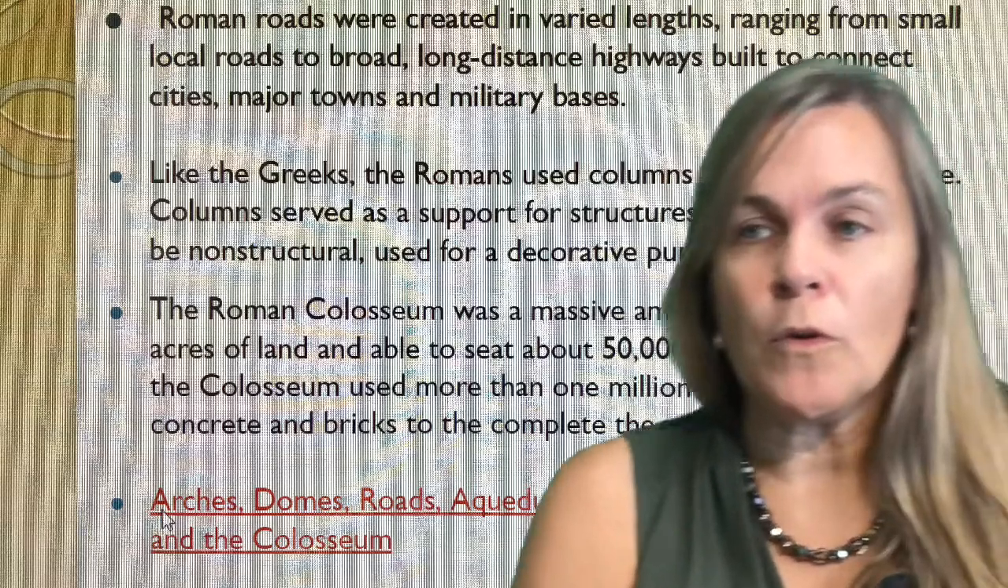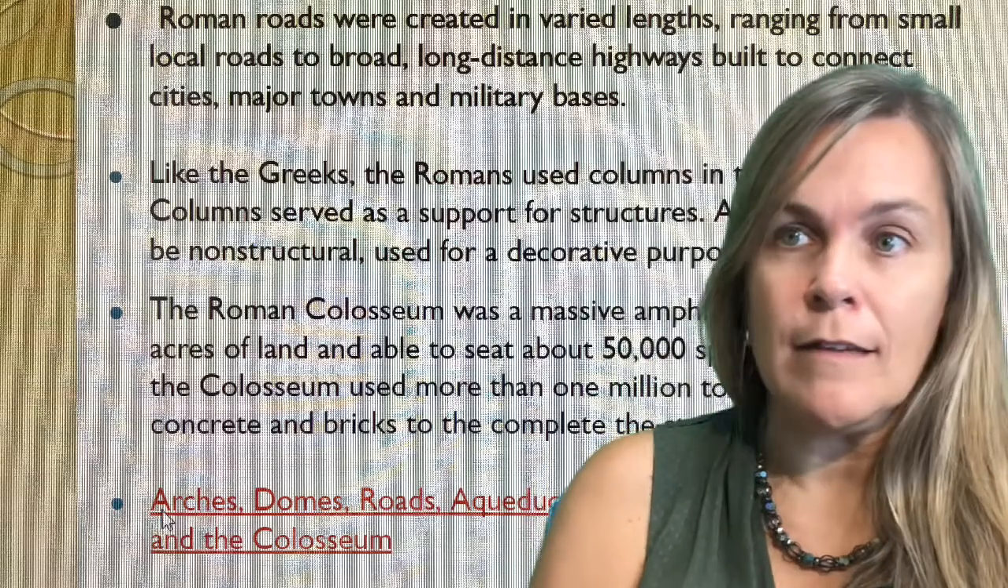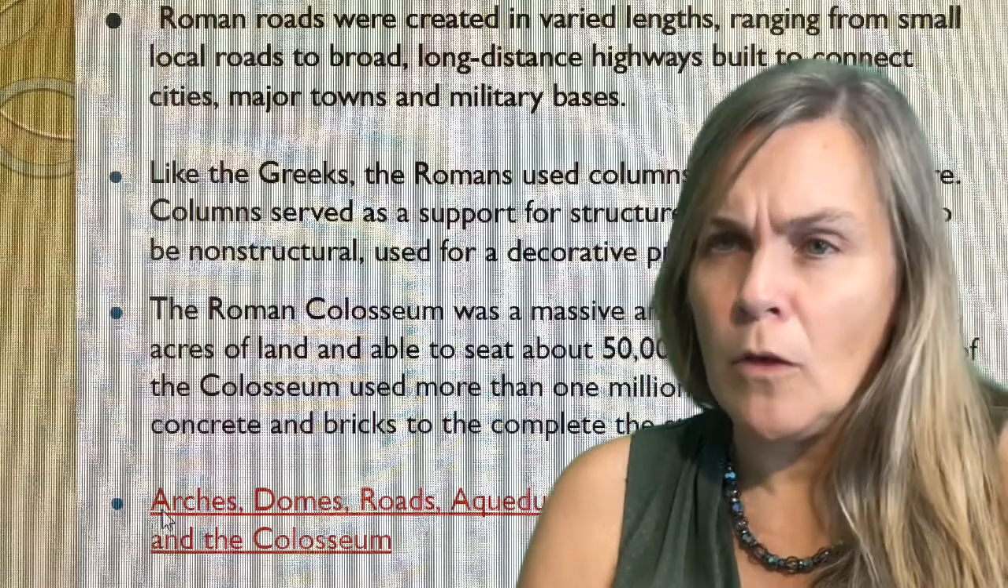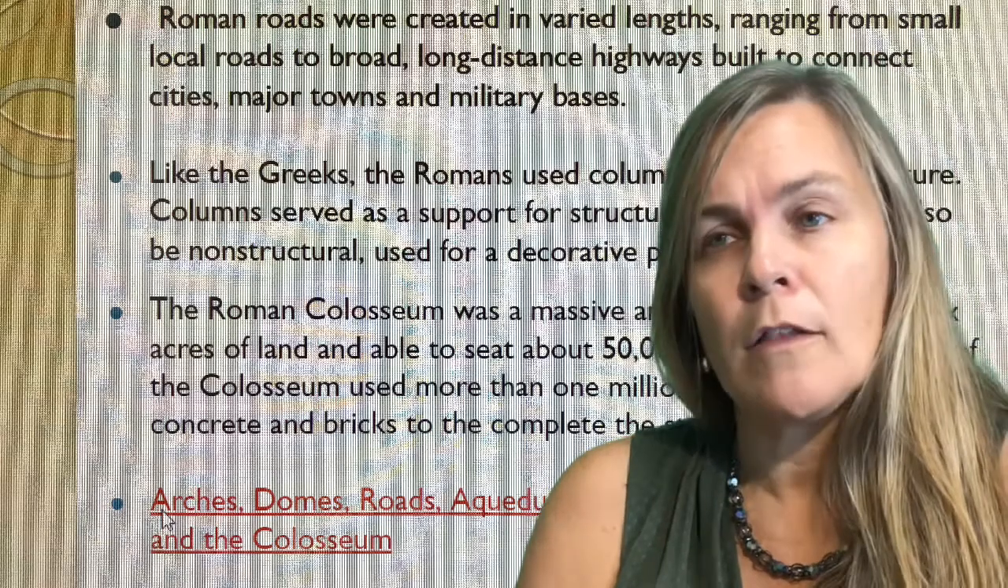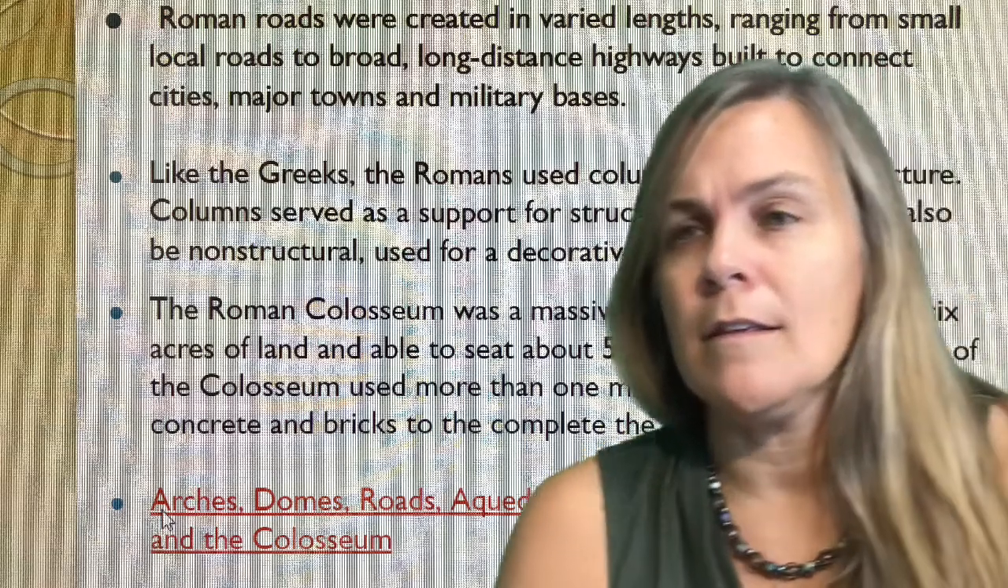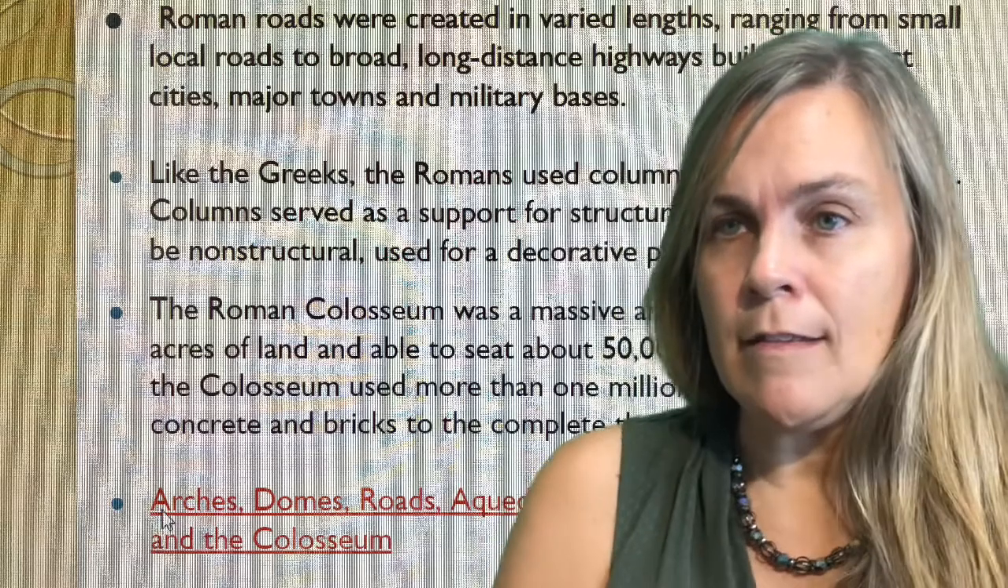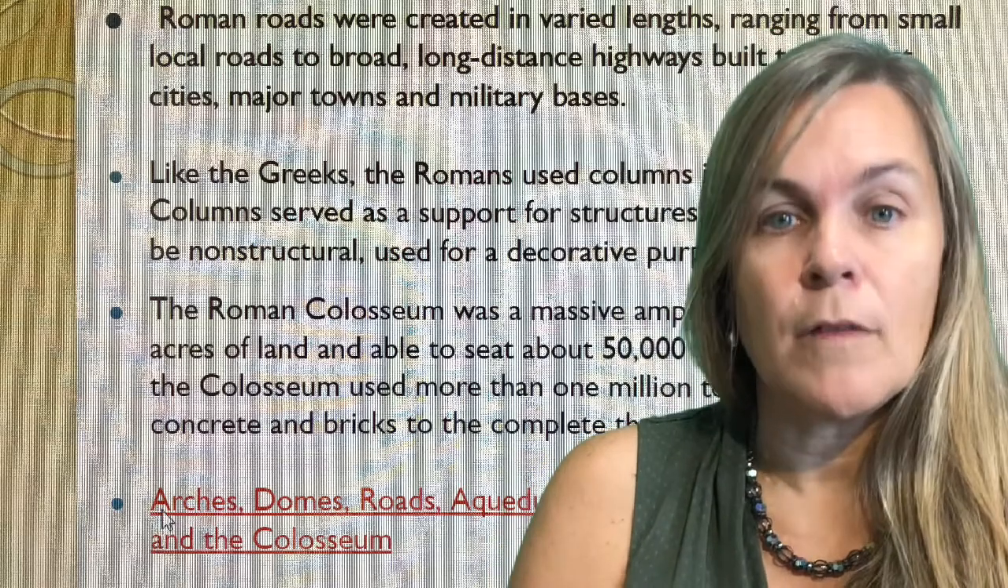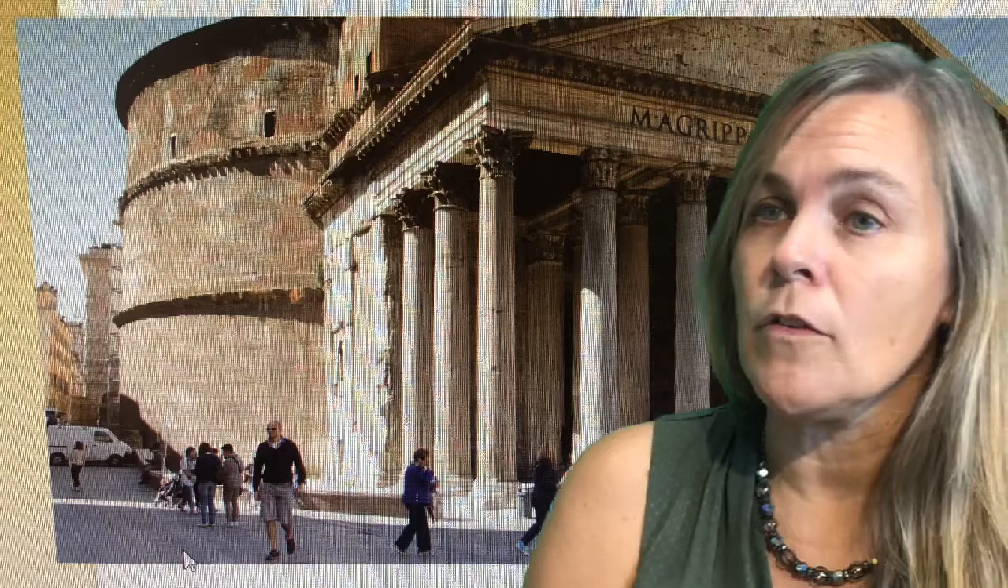Roman roads were created in varied lengths, ranging from small local roads to broad long-distance highways, built to connect cities, major towns, and military bases. Like the Greeks, the Romans used columns in their architecture. Columns served as a support for structures. A column may also be non-structural, used for decorative purposes.